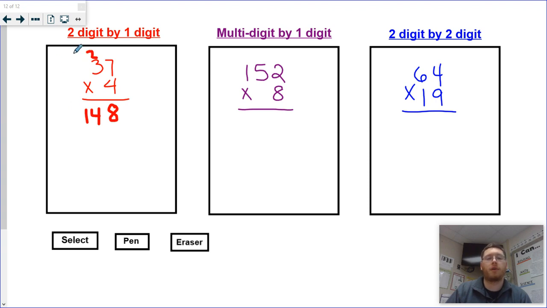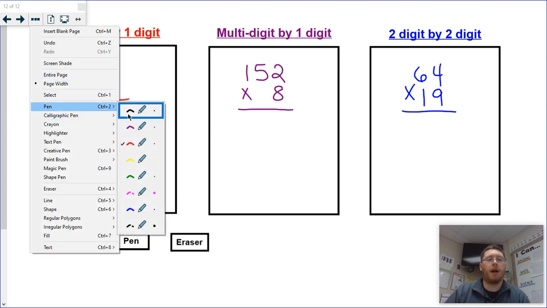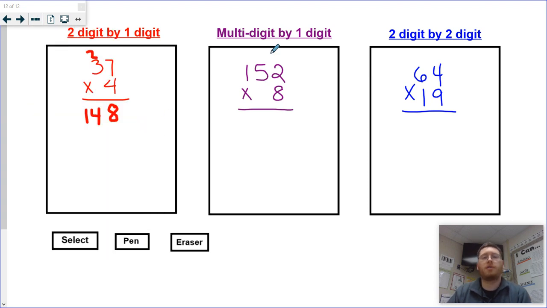Another digit. Okay, so 148 is 37 times 4. Okay, that's my product. All right, let's move over to my next one, my multi-digit by one digit. So I have a 3-digit number by a 1-digit number.